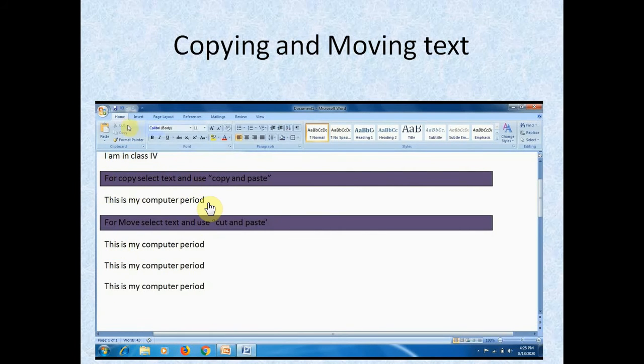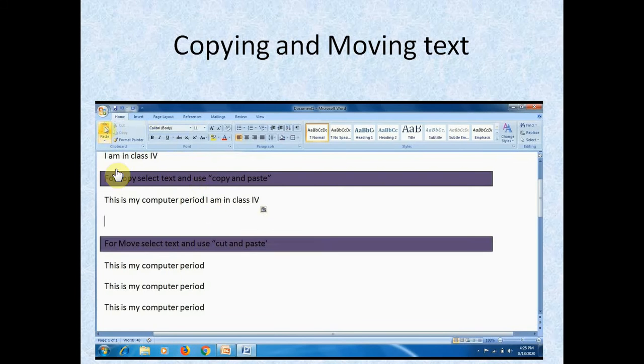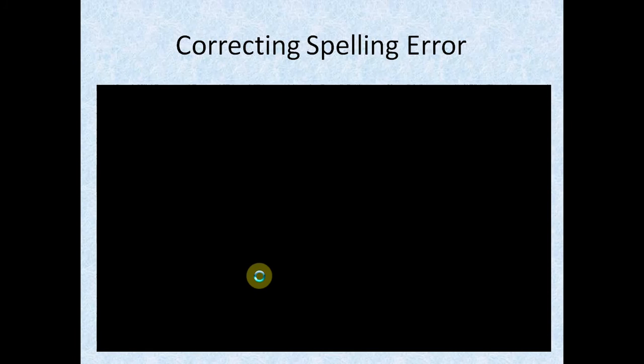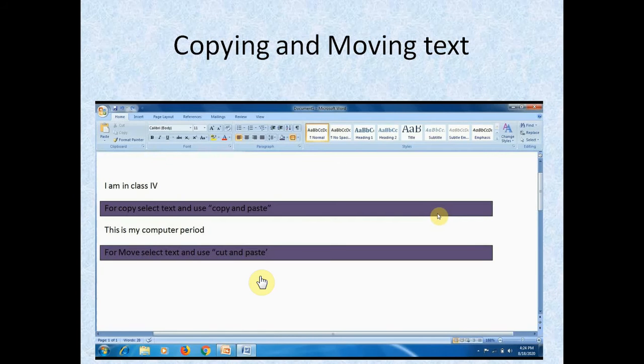Okay, and I want to paste here, so I will click here and I will do paste. So you can see it is pasting a number of times. As many times as I click on paste, the text will be pasted. I think copying and moving text is clear to you all.